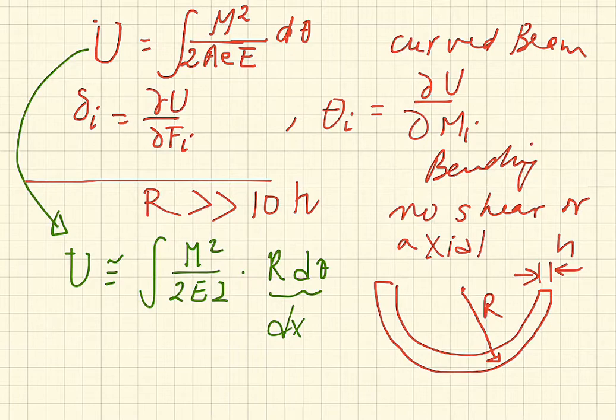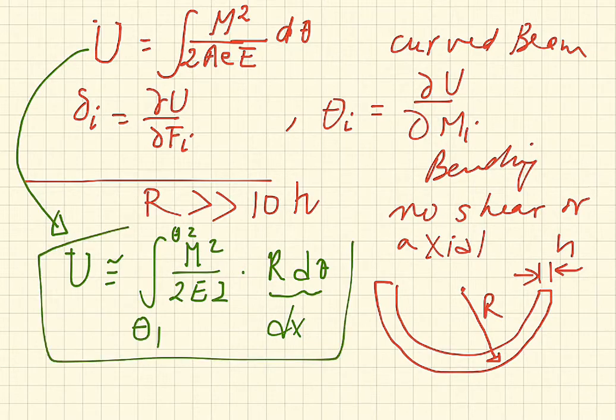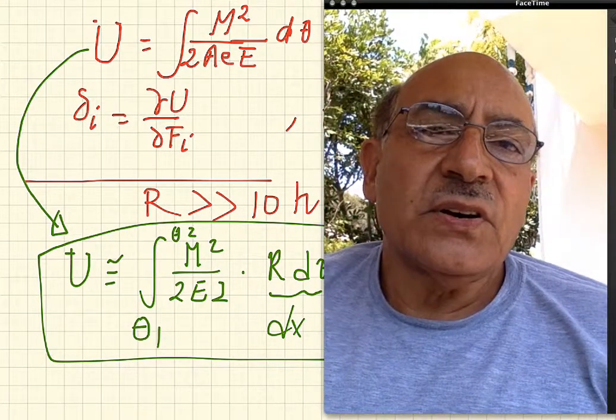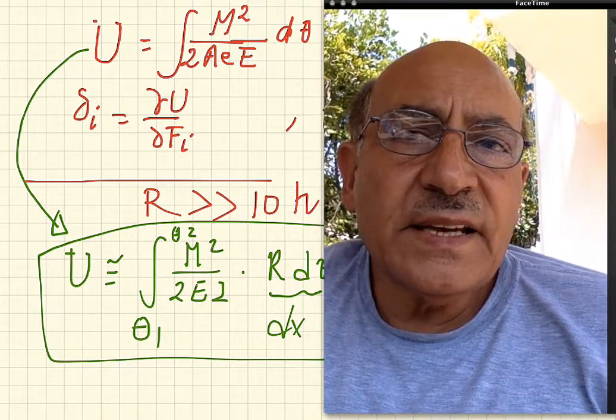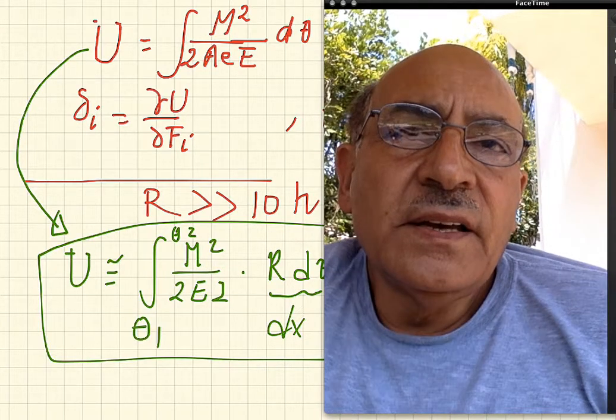And integrate over theta from, let's say, the beginning theta 1 to the end theta 2. And once we find this energy, then we can take the derivatives and find the deflection or the rotation. So that's kind of the approach that we're going to take.